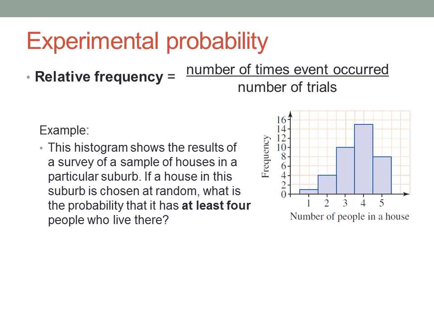Here's a histogram of the results of a survey of houses in a particular suburb. If you were to choose a house in this suburb at random, what would be the experimental probability that the house you chose has at least 4 people living there?